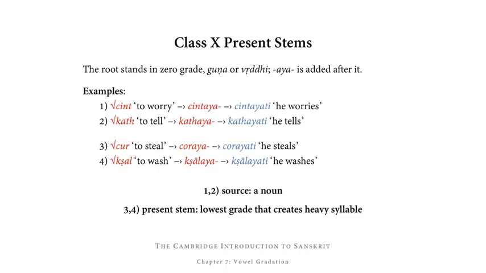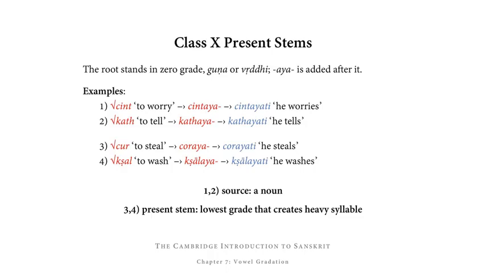And in the actual verb, the grade that the root in quotation marks stands in is just the exact same grade that the noun also stands in. So chinta, chintaya, katha, kathaya. Then there also are a number of verbal roots in class 10 that are not based on nouns. And in those roots, what happens is that they are strengthened so much that in the stem, the root syllable, the first syllable, is long or is heavy.